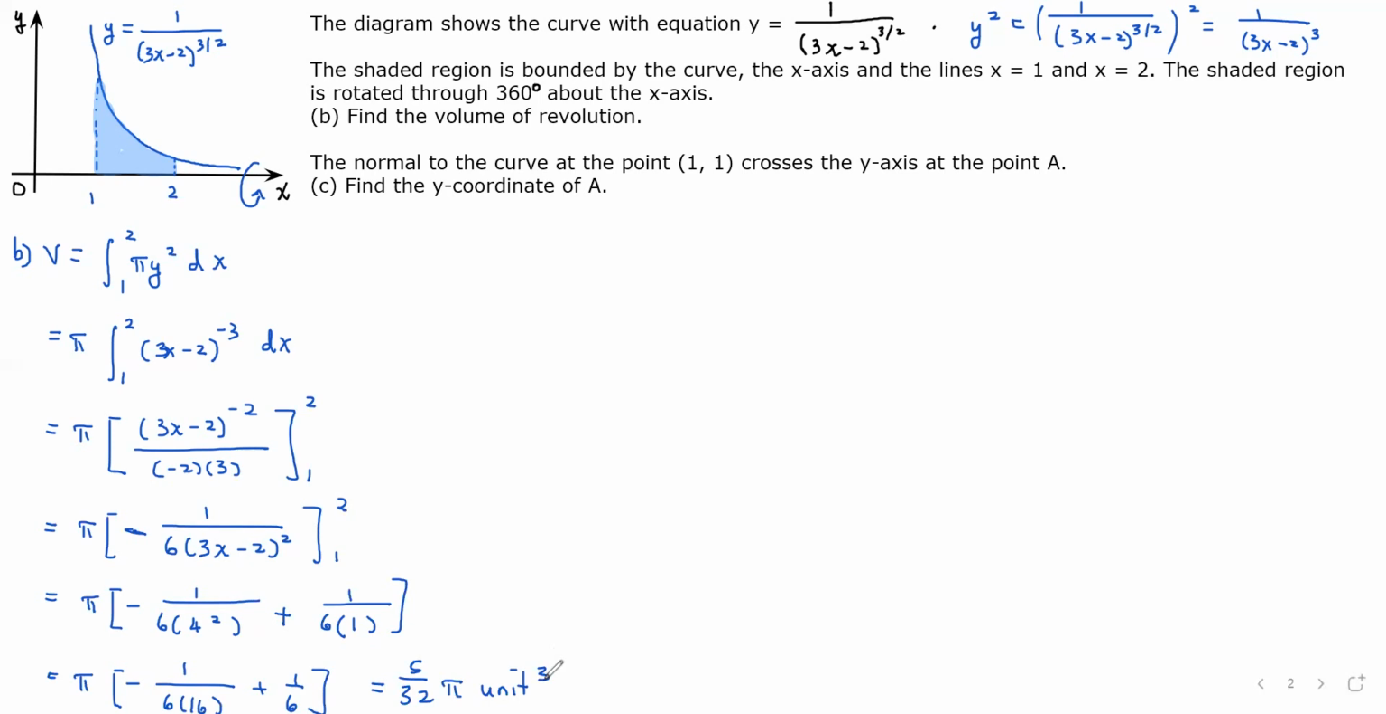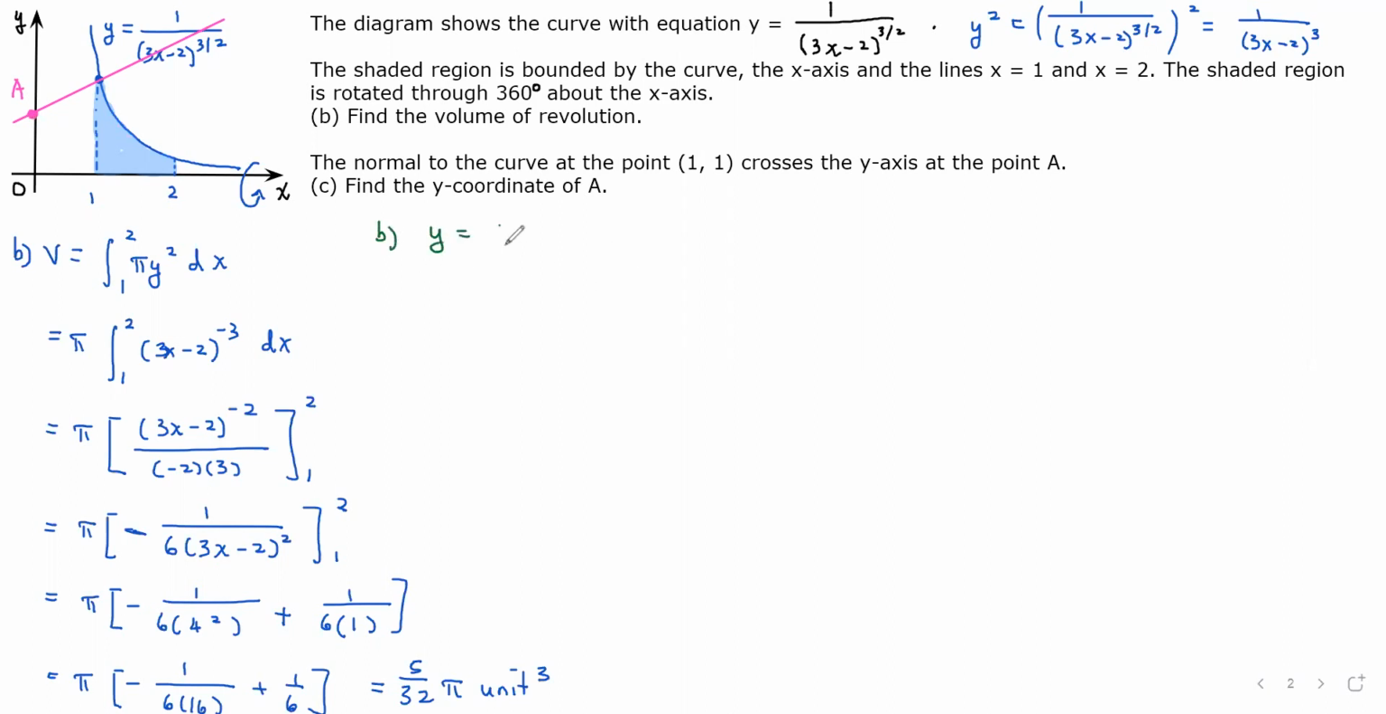For part C, the normal to the curve at this point, you have a tangent. The normal is just a line like that. So you actually have a normal line that goes through this. That is the normal line. The normal to the curve at this point, 1 and 1, crosses the y-axis at point A. We need to find the y-coordinate of A. In order to find the y-coordinate of A, we need to find the equation of the normal. And to find the equation of the normal, we need to find dy/dx.